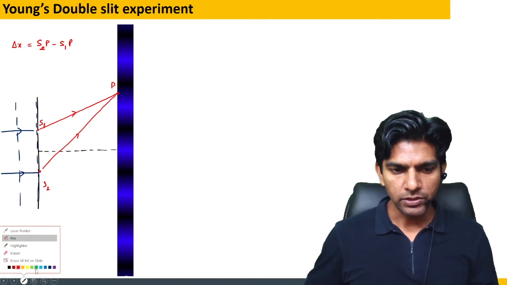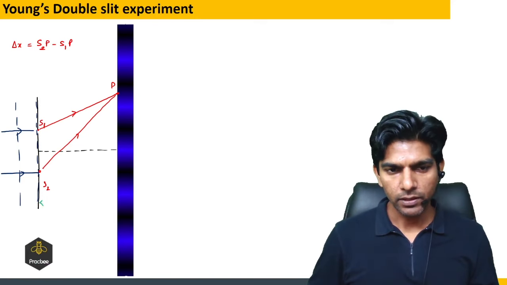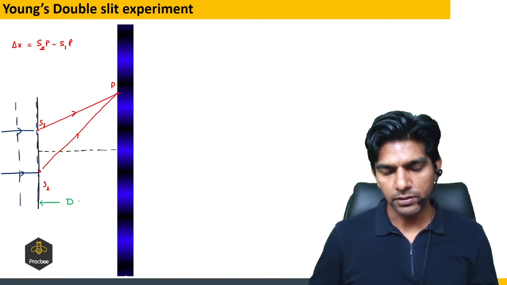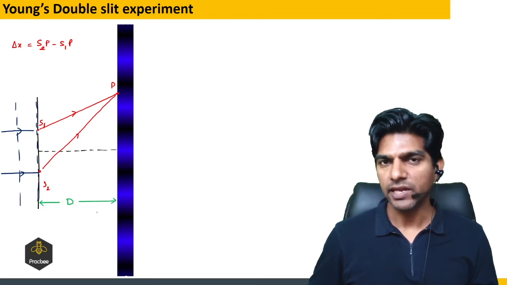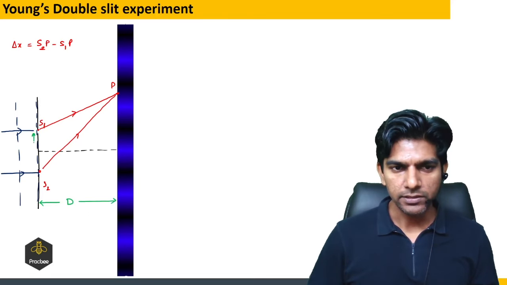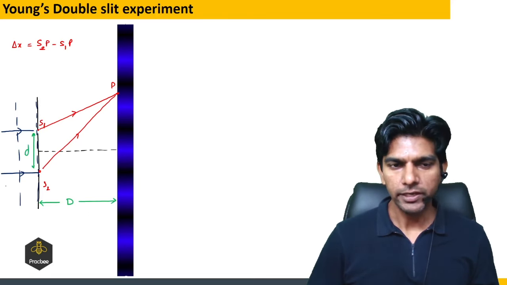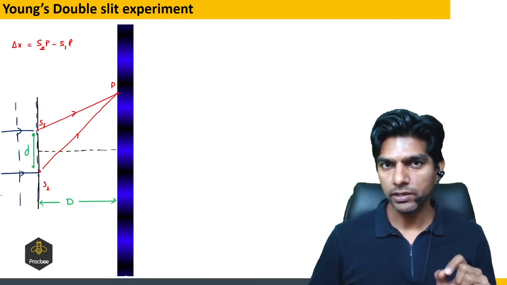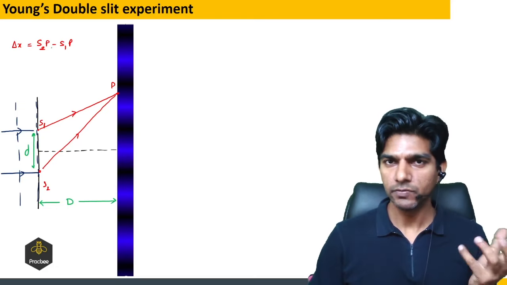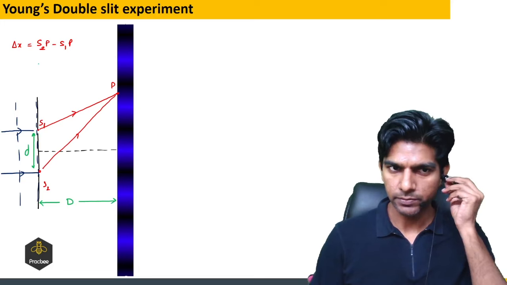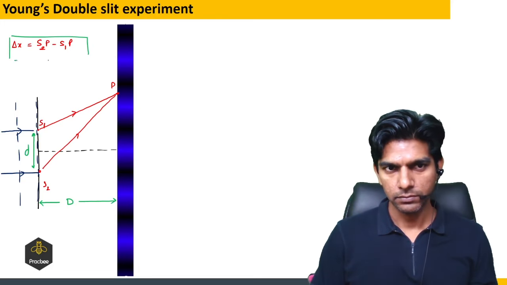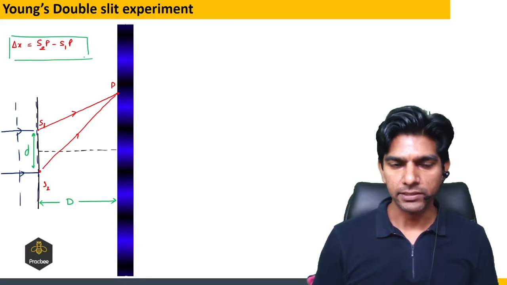And let me just mention some important distances. Now, the distance between the slits and the screen is known as capital D, and the distance between the slits is small d. So we should use this nomenclature in YDSE. It is also known as YDSE, right? Young's double slit experiment. So we want to find delta x.